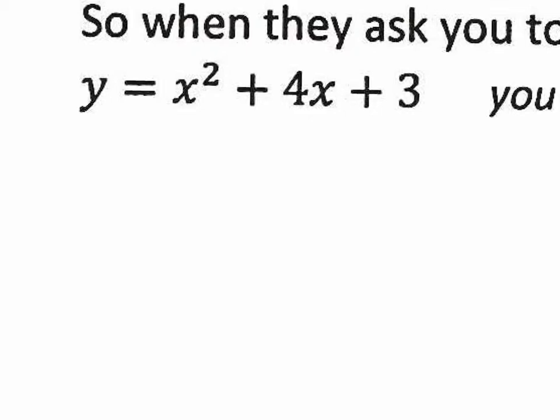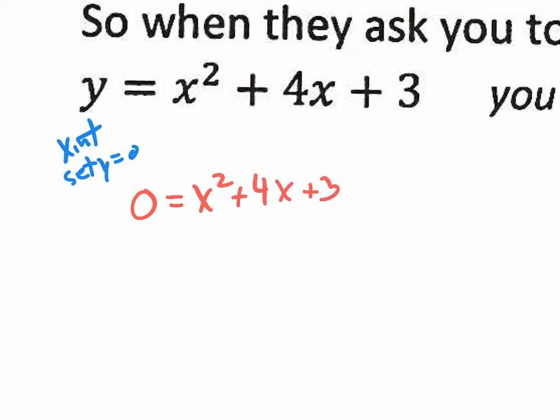So everybody, let's do that. For my x-intercept, let's set y equal to 0. So my equation is not going to say y equals, it's going to say 0 equals x squared plus 4x plus 3. Okay? And you could put the equal 0 on the other side. You don't have to keep it on the left side.